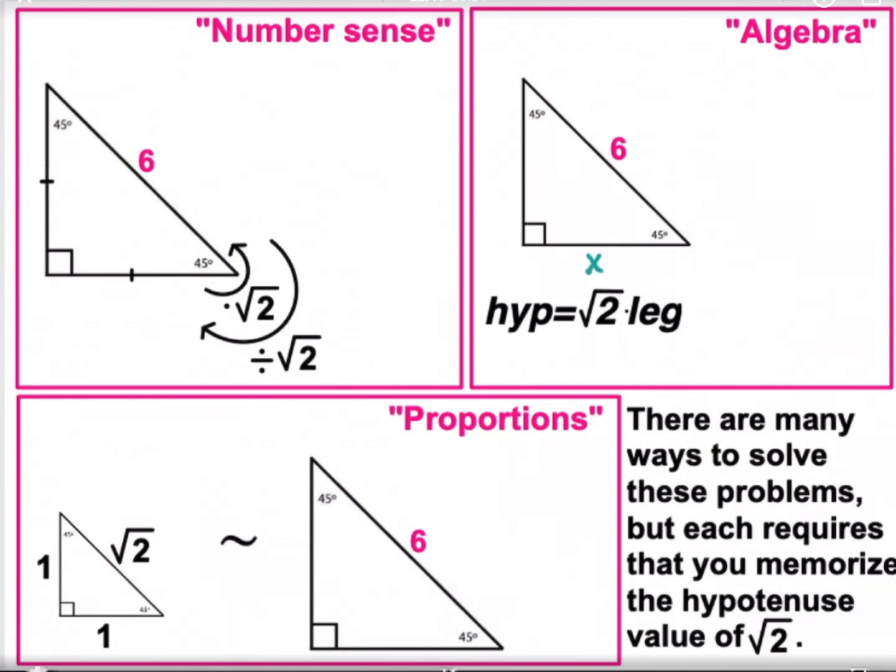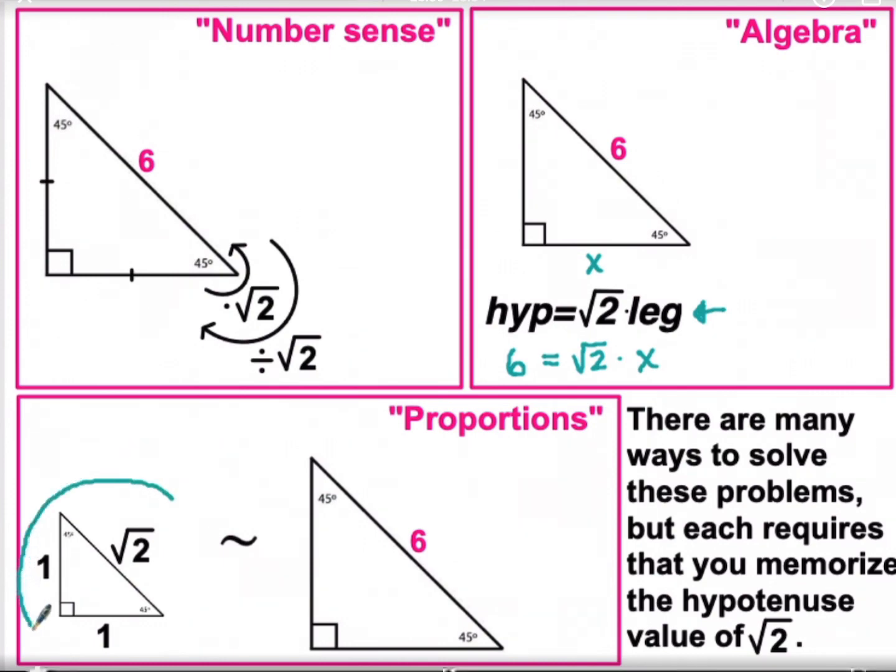If I were trying to find this leg, you could say that the hypotenuse is equal to the square root of 2 times the leg, and you could solve for x algebra-wise. But even that technique requires that you memorize that square root of 2 relationship. Another technique is using proportions. You guys are so good at this by now.